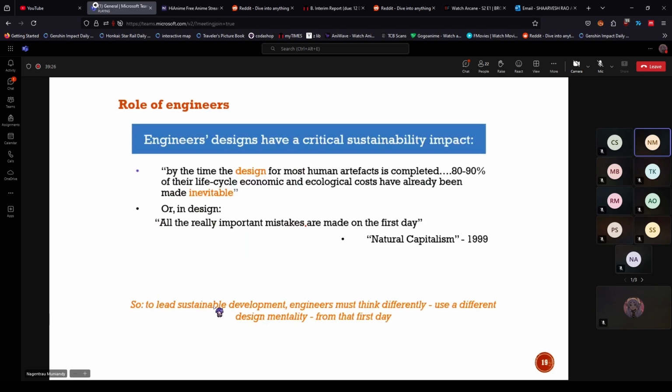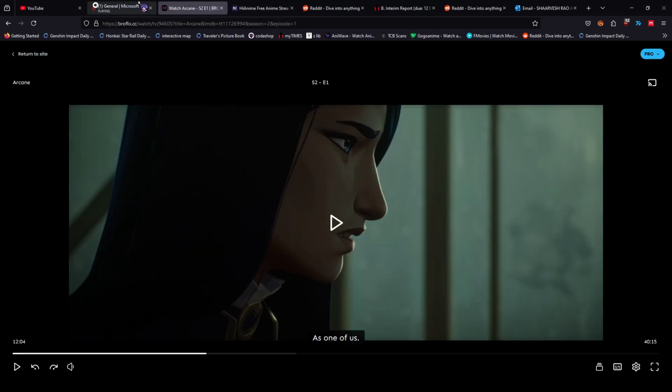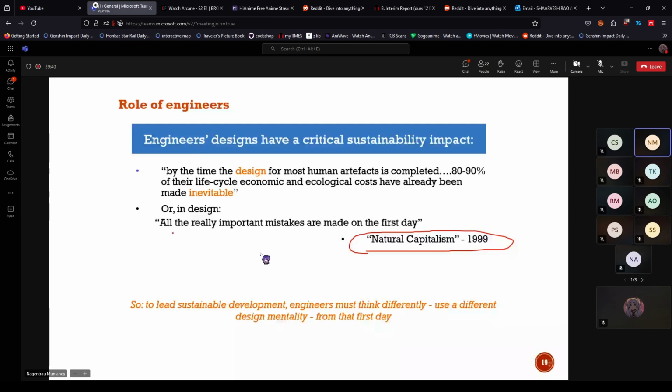Designing is a very important aspect in sustainability, so we cannot make many mistakes, especially in the design. That's why there's natural capitalism. There's a quote that states that all the really important mistakes are made on the first day. That means during the design stage itself, we already identify what can go wrong and rectify it.